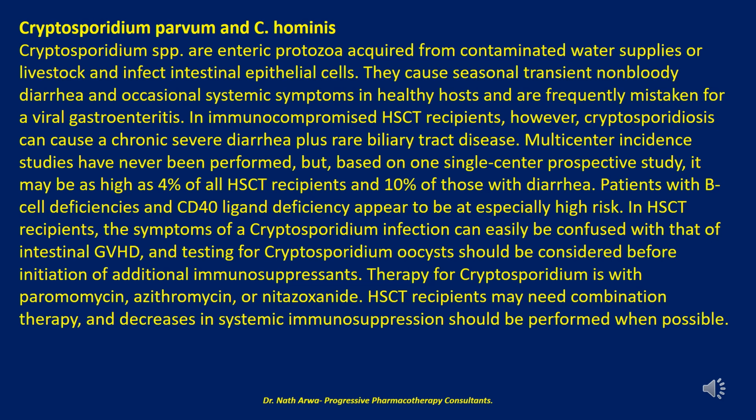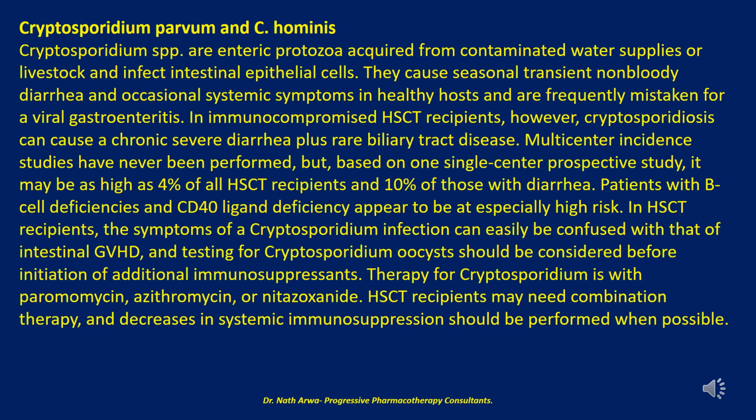Multi-center incidence studies have never been performed, but, based on one single-center prospective study, it may be as high as 4% of all hematopoietic stem cell transplantation recipients and 10% of those with diarrhea. Patients with B-cell deficiencies and CD40 ligand deficiency appear to be at especially high risk.